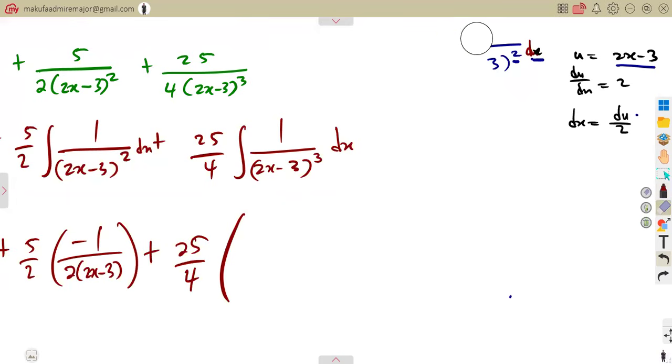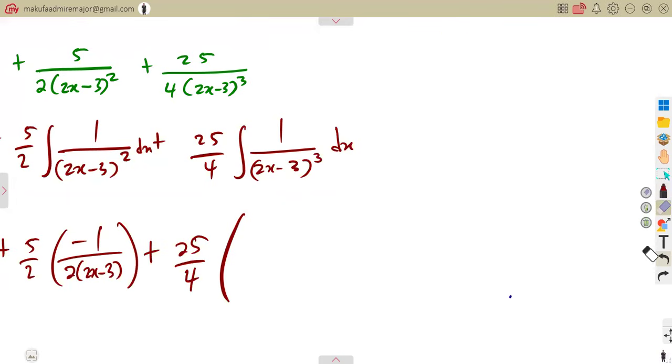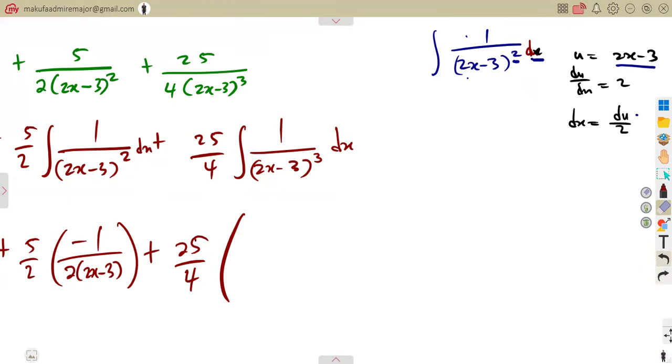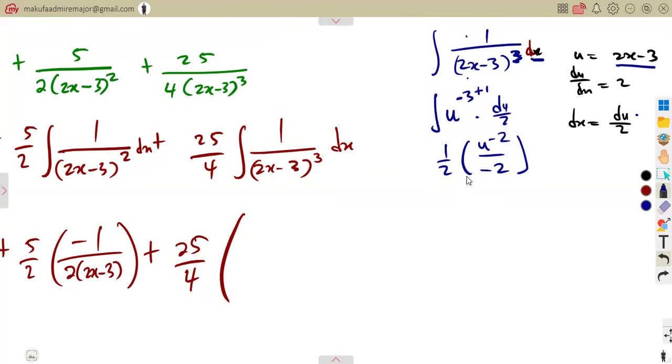If you're to integrate this, you're going to use actually the same concept, substitution, but this time it is to the exponent of 3. So meaning to say it is going to be u to the exponent of minus 3, and this will be du/2. So 1/2, you integrate this, add 1, that's u to the exponent of minus 2 over minus 2. So that will be minus 4 there. So it's going to be -1/4 u squared, like this.